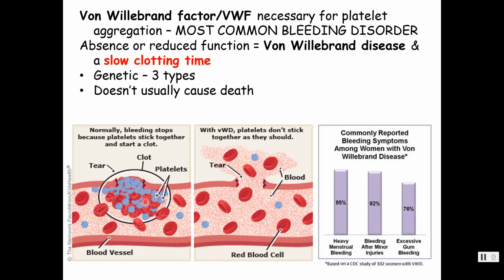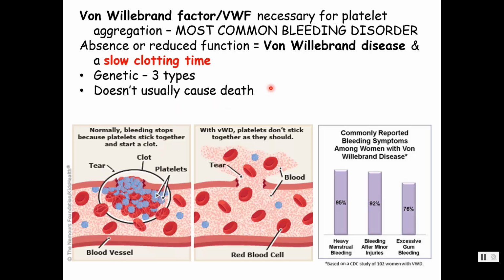And so von Willebrand factor helps the platelets stick together. So if that's missing, they just don't stick together as well as they should. It means there's going to be a delayed blood clotting time. It's genetic. There are three different types. Some are more serious than others. They don't usually cause death.